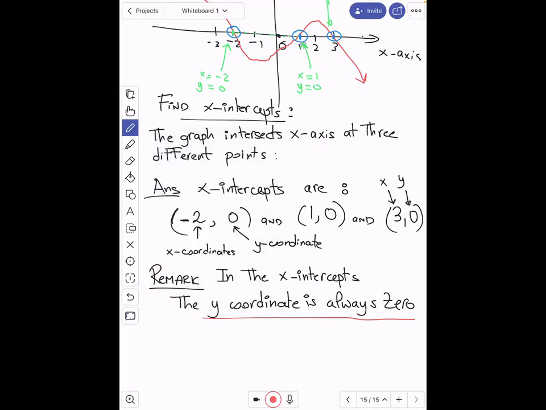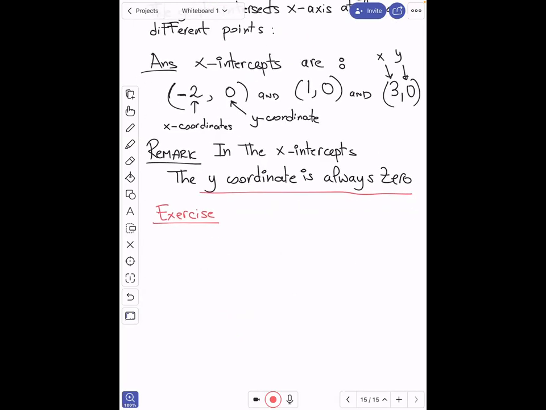So here's the example exercise. And then I'm going to try to find the x-intercept using equations. Exercise. So please try to find the x-intercept.